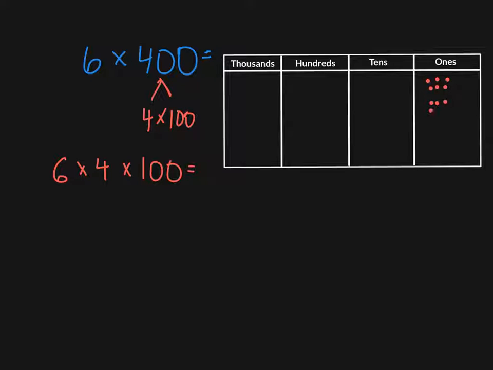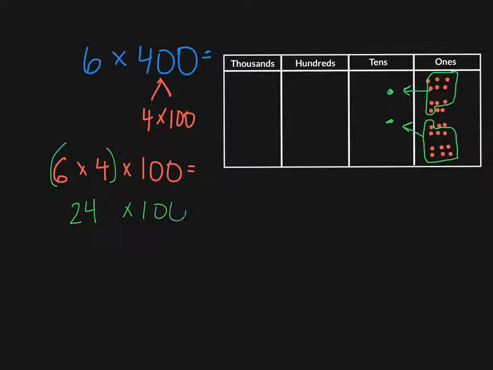So I have 4 groups of 6 ones. Now I need to do some bundling because I can't leave 24 in my ones column. So I'm going to take 10 of those ones and that becomes 1 ten. I'm going to take 10 more of those ones and that becomes another ten. And now I am left with 4 ones. So my 6 times 4, when I'm representing this over here numerically, becomes 24.